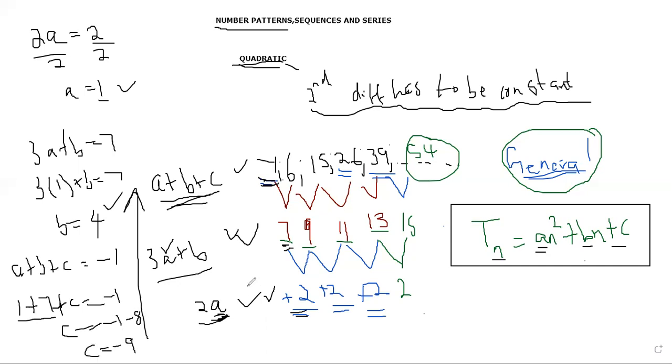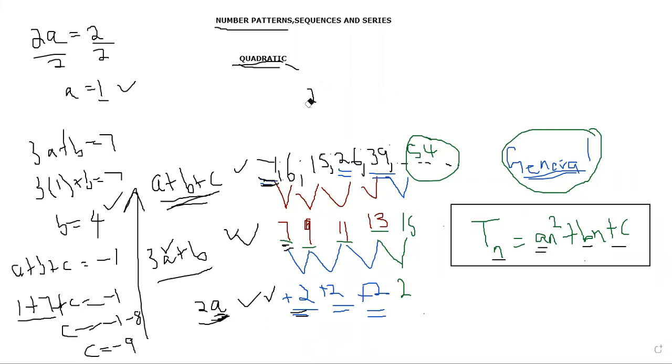So we now have all 3 variables, right? So we'll just plug them in that general formula, right? But you have to write it first. So you write this down as it is, that Tn is equal to an squared plus bn plus c. That gets you 1 mark for knowing the right formula to use.